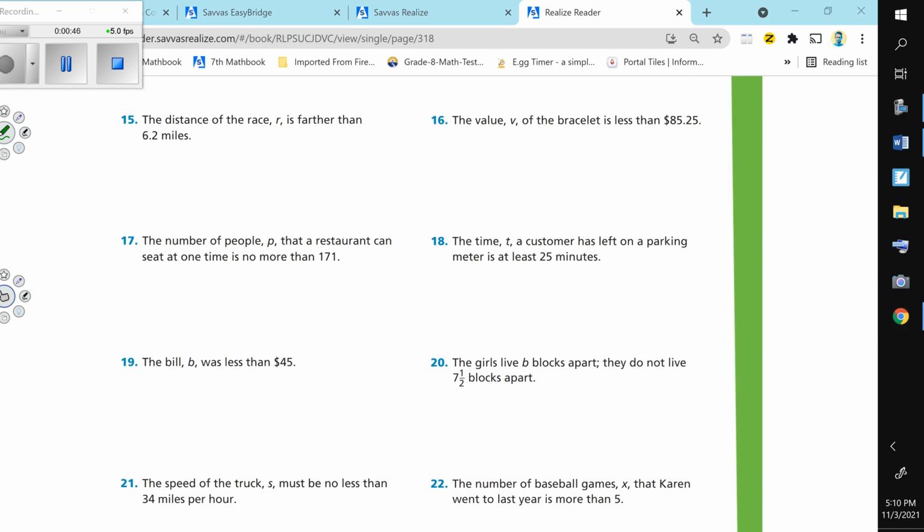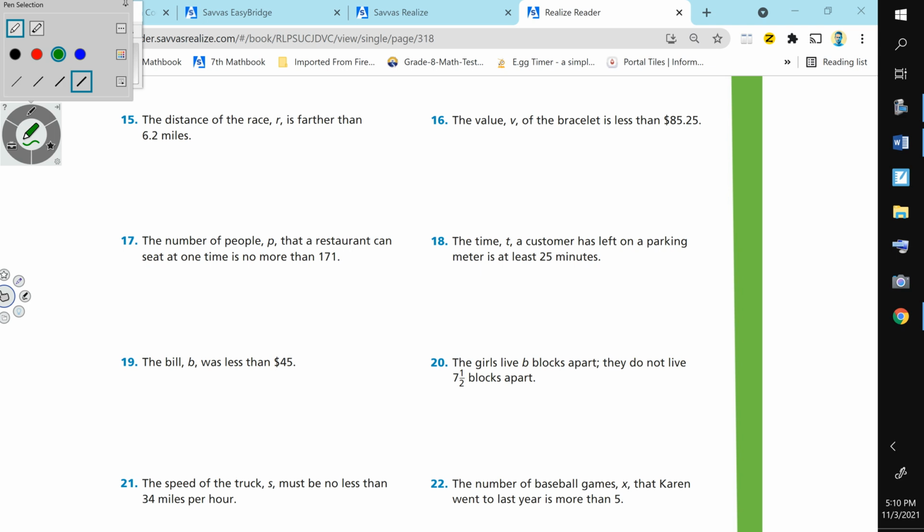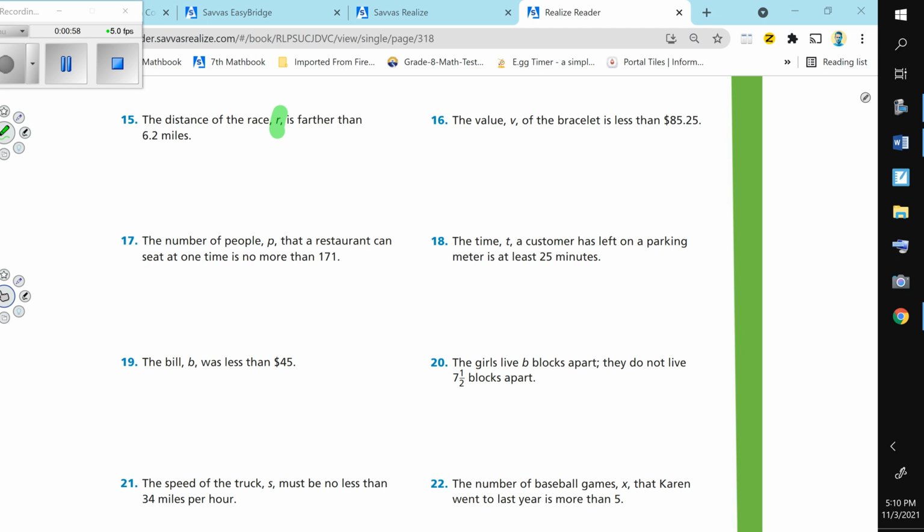So, number 15, the distance of the race. For these, just make sure the variables are always going to be between commas. So the variables are really easy to find. These are the variables that you're going to be using. See how they're between commas? And the word that the variable represents is always before it, and often it's going to start with the same letter.